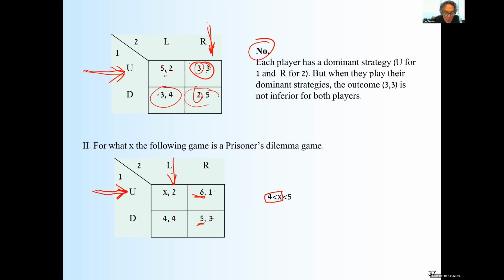So now I look at the two arrows and I see that the outcome is x, 2. It must be inferior. It cannot be inferior to 4, 4, or 6, 1 for the reason I described before, only to the diagonal. So in that case, 2 is indeed smaller than 3, and I need x to be smaller than 5. Therefore, it will be a prisoner's dilemma game if x is in between 4 and 5. Okay? Good.